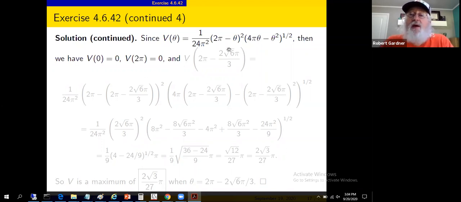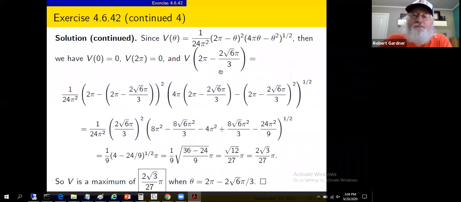When you plug in 0, you get 0 out because of this term. We need to plug in 2 pi. You get 0 out because of this term. And we need to plug this thing in. All right, I told you we had a 2 pi minus theta in there. So we'll get 2 pi minus this thing, quantity squared, the leading coefficient. That could be worse. The 2 pi's cancel, and we're left with 2 square root of 6 pi over 3, and that gets squared. We'll even lose the square root.